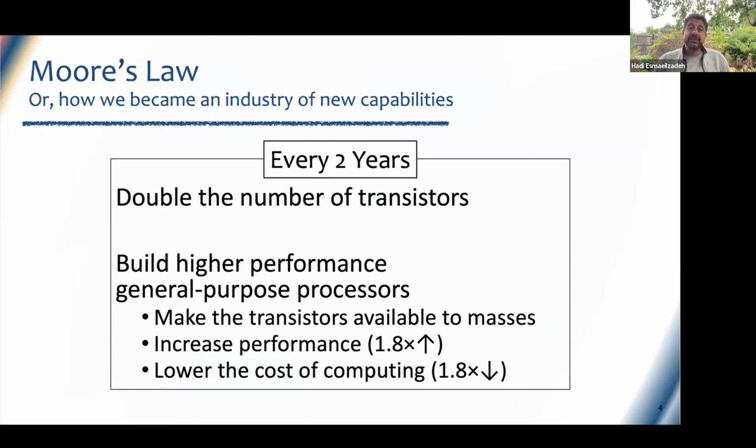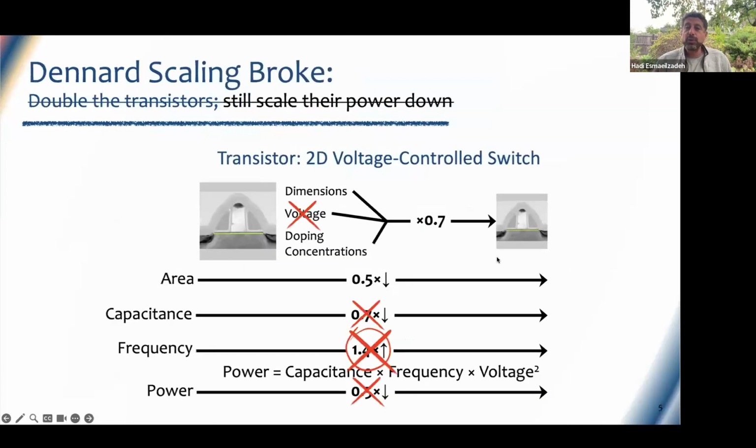And not only do we make these transistors available to the masses, but we also exponentially increased, at least we used to increase, the performance of these devices. By virtue of that, we are reducing the cost of computing. If you think about it, and this has been discussed more in the community, Moore's Law is not actually about doubling the transistors. It is more about exponentially reducing the cost per transistor, which is not going down, because the force behind Moore's Law is just a prediction that came true.